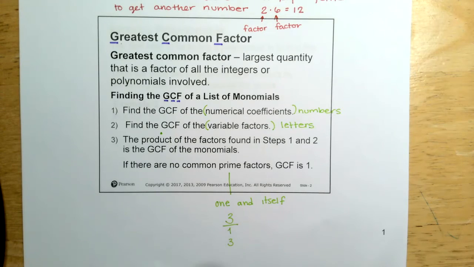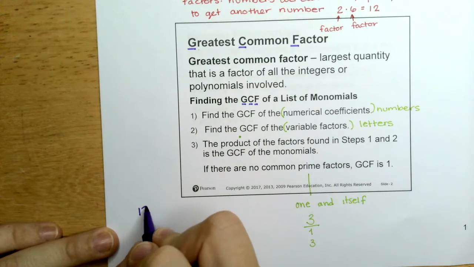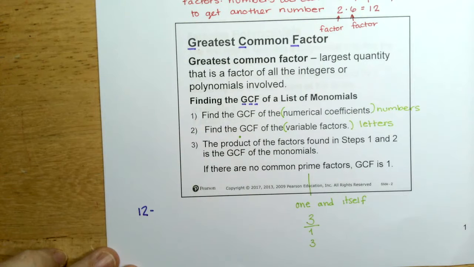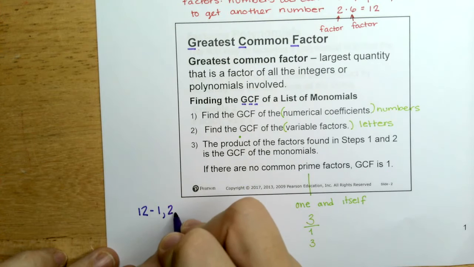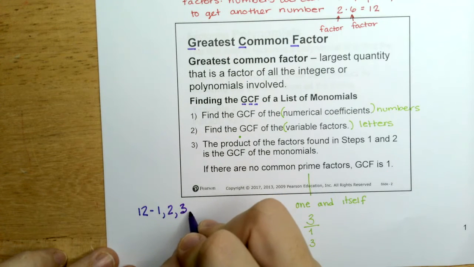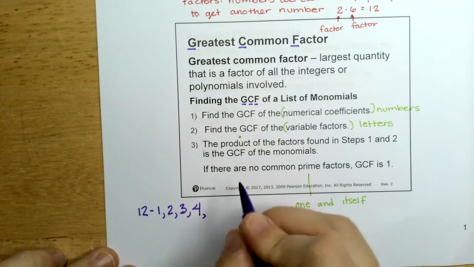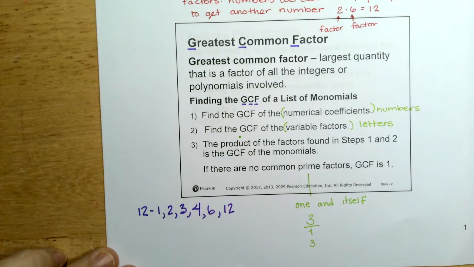So, let's do an example. Let's do the number 12. So for 12, let's list the factors. What numbers can I divide 12 by and get a whole number? 12 divided by 1 is 12, right? 12 divided by 2 is 6. 12 divided by 3 is 4. 12 divided by 4 is 3. 12 divided by 6 is 2. And 12 divided by itself is 1. So those are the factors of 12.